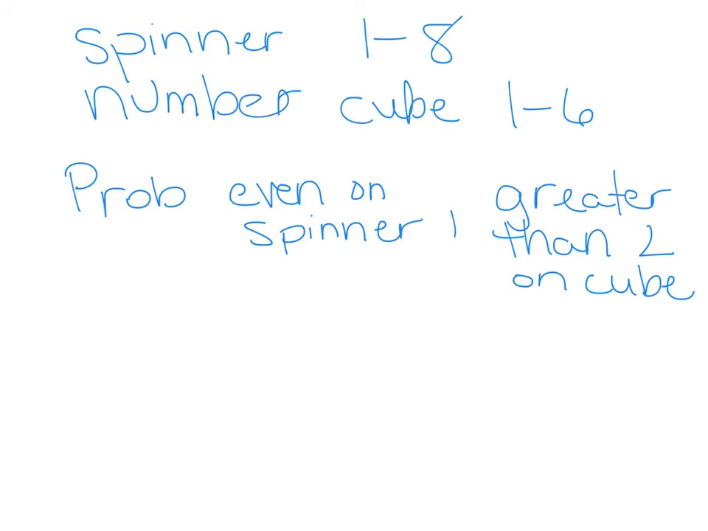So this time we have a spinner that's numbered 1 through 8, and we have a number cube that's numbered 1 through 6. We want to know what's the probability of getting an even number on the spinner and a number greater than 2 on the number cube. On the spinner, the even numbers are 2, 4, 6, and 8, so there's 4 possibilities. And there are 8 possibilities on the spinner. So we have 4/8 of a chance of getting an even number, which of course simplifies to 1/2.